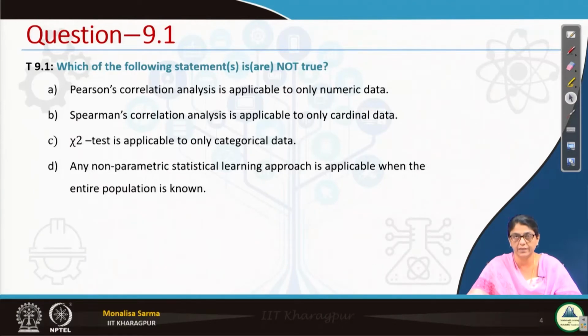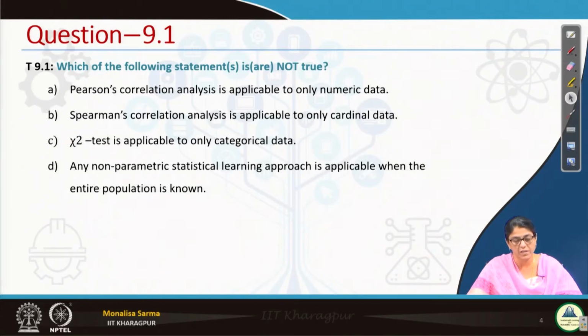Yeah, that is correct, right? Pearson correlation analysis is applicable to numeric data. Spearman correlation analysis is applicable to only cardinal data. No. What is cardinal data? Cardinal data is the numbers which we use to count, right? 2, 4, 5, those are where we count some numbers. We call it a cardinal number.